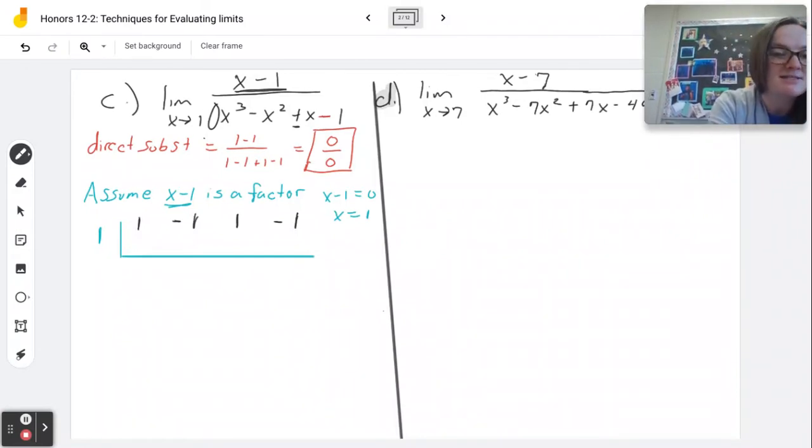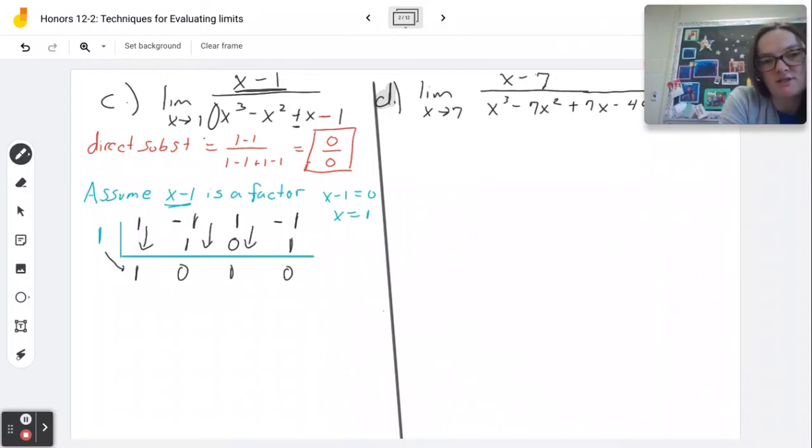So let's see. Synthetic division says every time I move down, I just add. 1 plus nothing is 1. 1 times 1 is 1. Negative 1 plus 1 is 0. 1 times 0 is 0. 1 plus 0 is 1. And 1 times 1 is 1, and then we get 0.